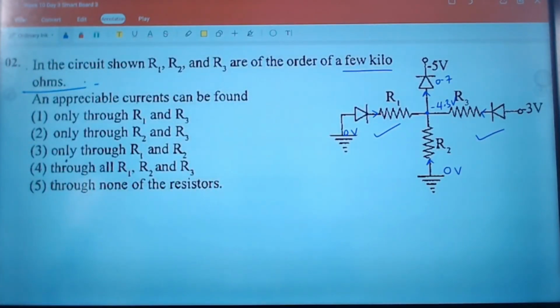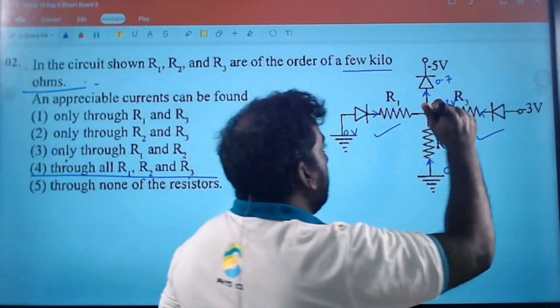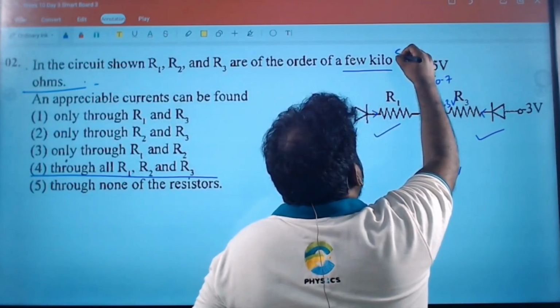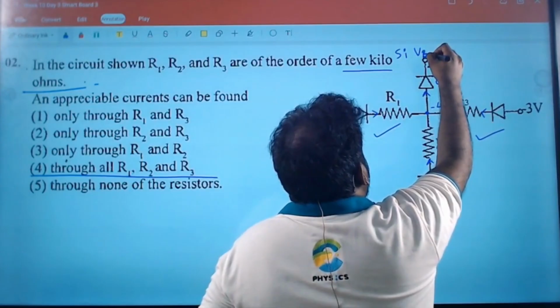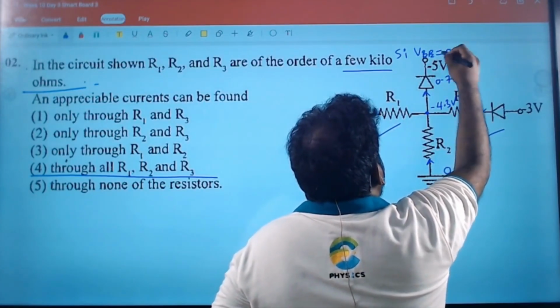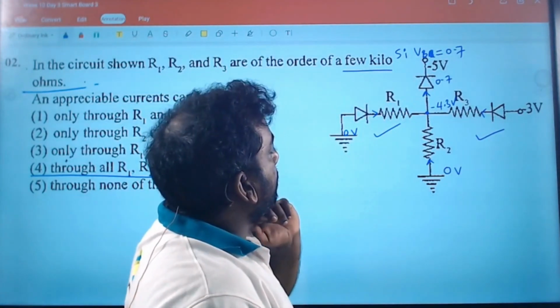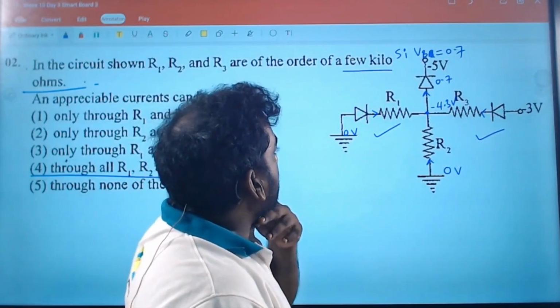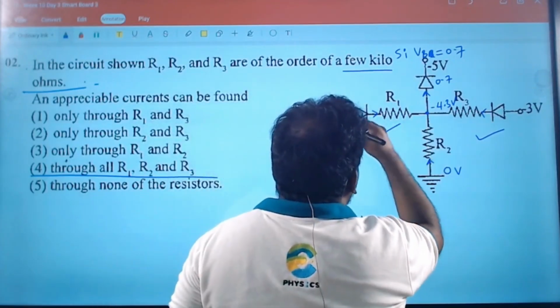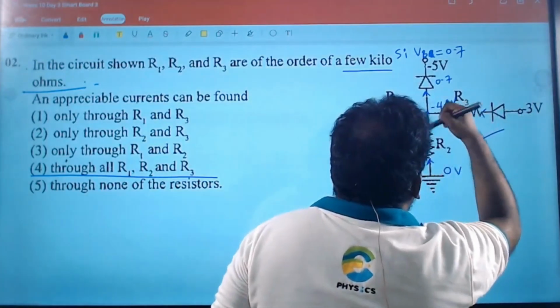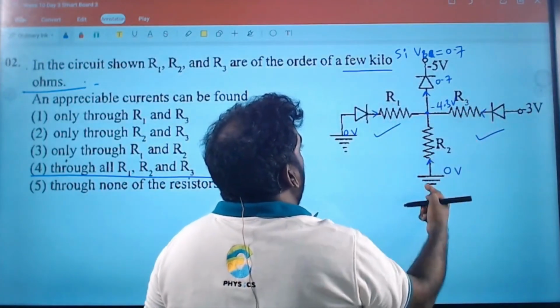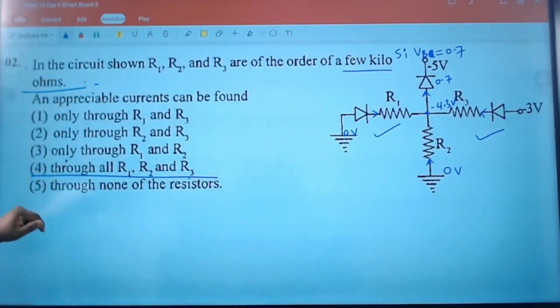So if you look at this carefully, R1, R2, R3, all carry current. From here only I find it. The silicon barrier voltage is around 0.7. If I keep 0.7 there, then high potential, low potential, forward bias. So you have done.